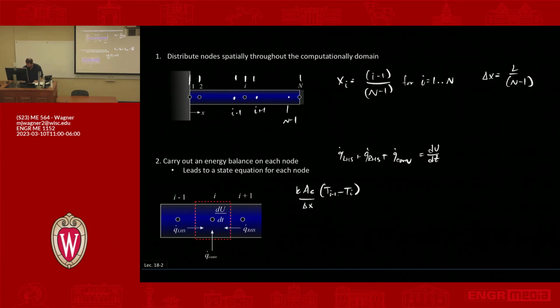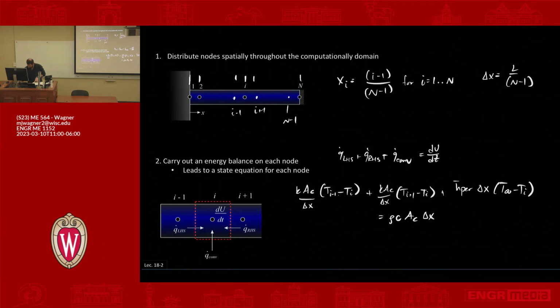So that's the left-hand side. The right-hand side is what? It's the same thing, k A_c over delta x, T_{i+1} minus T_i. And then convection is going to be h bar, perimeter times the area, which is delta x times perimeter, times T infinity minus T_i. And then all that is equal to, on the right-hand side, rho C A_c delta x times dT_i/dt.